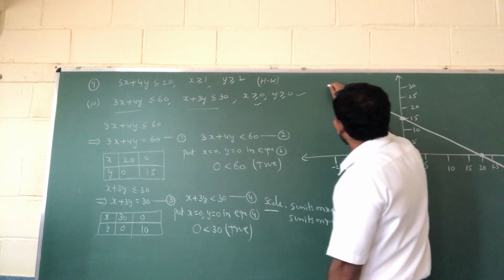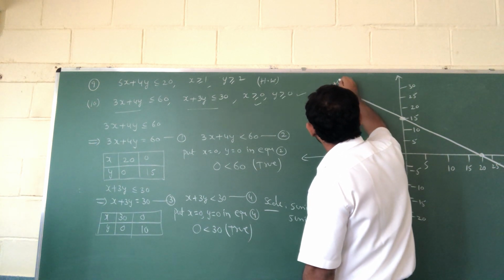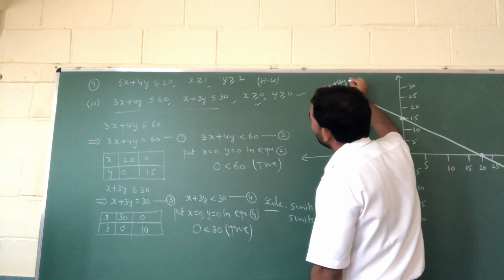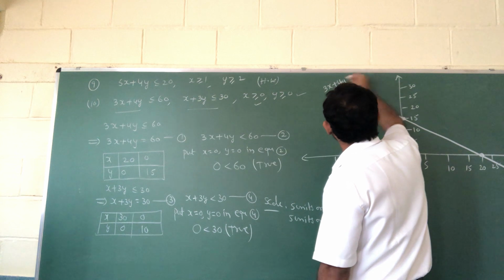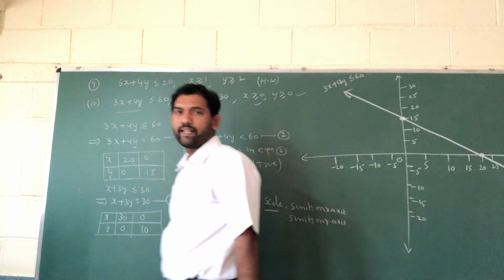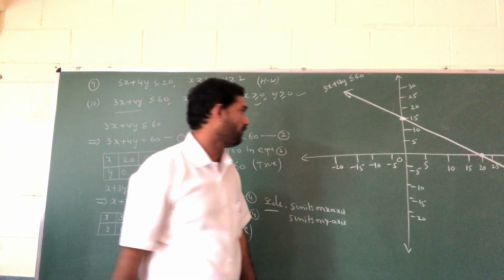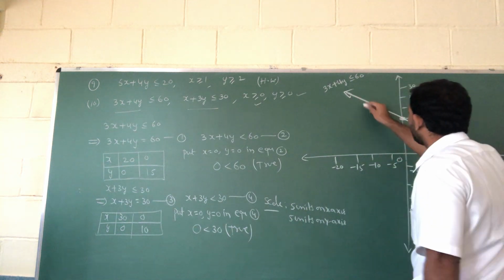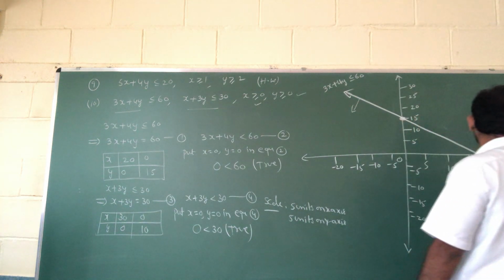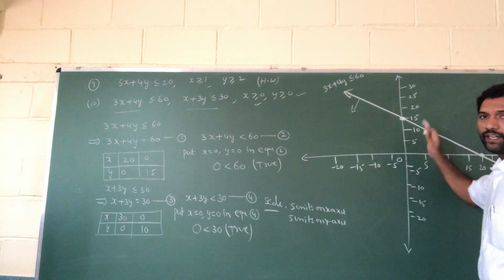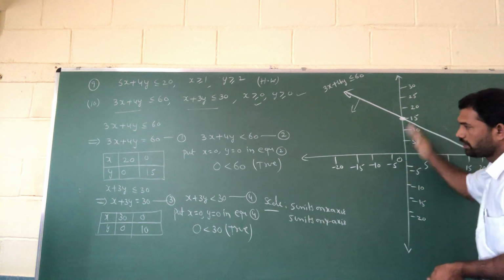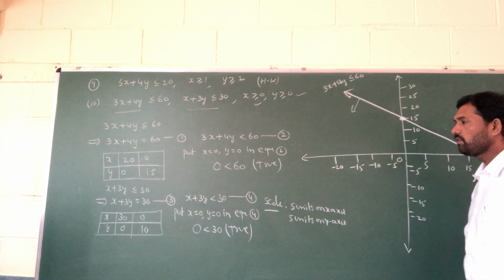So this is 3x plus 4y less than or equal to 60. Then where do we have to shade? That is true only at the origin, so you have to shade the origin side. You have to shade down, that is true. So next we'll go for equation number 3.